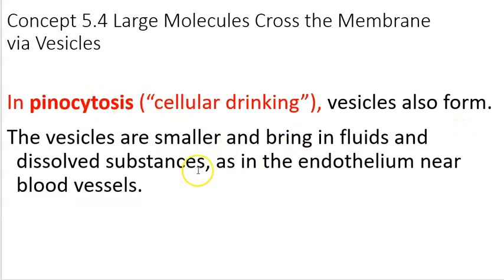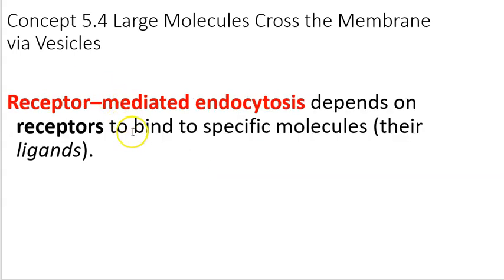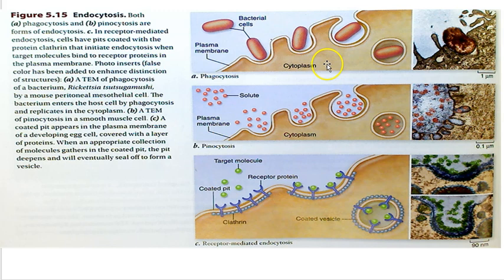Cellular drinking, vesicles also form, but they're smaller and bring in fluids and dissolved substances. And then receptor-mediated depends on the receptors. So here's a great picture. Here's a white blood cell destroying a bacterial cell. That's phagocytosis. Pinocytosis, maybe solutes, smaller dissolved substances. But here's a target molecule, and the thing about it is you have to have the right receptors there for it to bind.